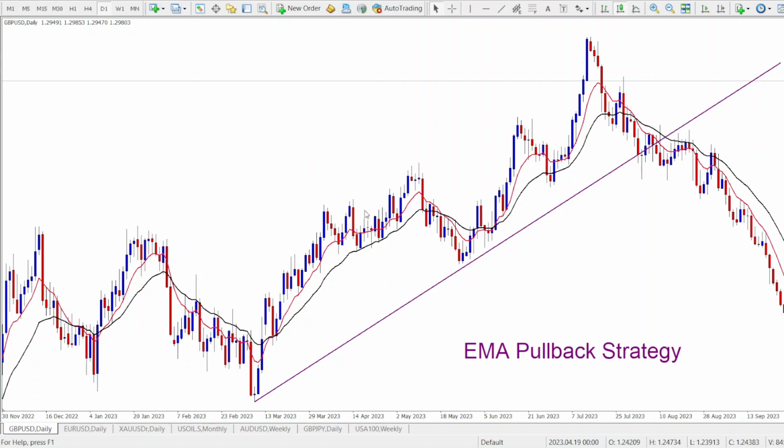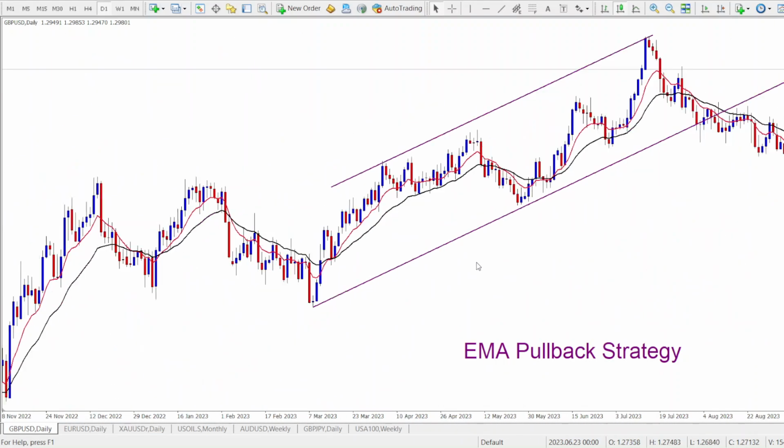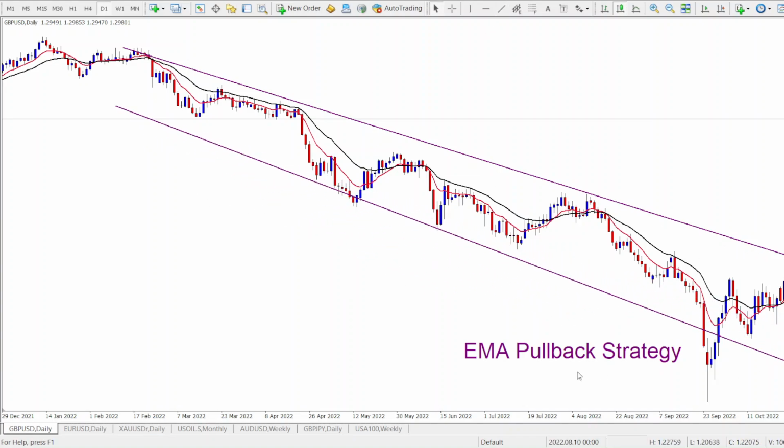So how do you identify a trend? A trend can be bullish or bearish. A bullish trend is characterized by higher highs and higher lows, just as we can see here. The new highs are higher than the previous highs, and the new lows are higher than the previous lows. While a bearish trend features lower highs and lower lows. So let's just look for a bearish trend quickly. We can see we had a bearish trend here, lower highs and lower lows.